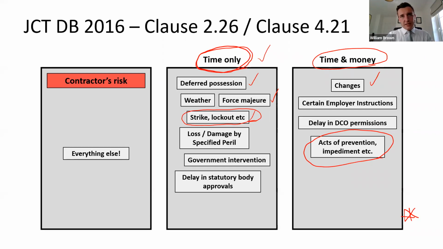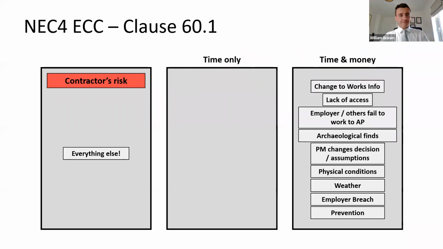Thomas Kelly, civil disobedience and insurrection, to my knowledge, isn't mentioned under the JCT. It is mentioned within clause 80.1 of the NEC, but generally speaking, it will be a time-only event if it is mentioned in the JCT. But we'll come on to that when we look at the NEC now.